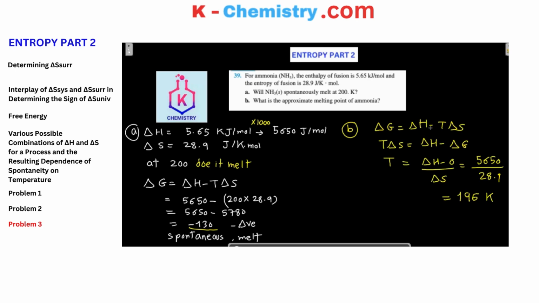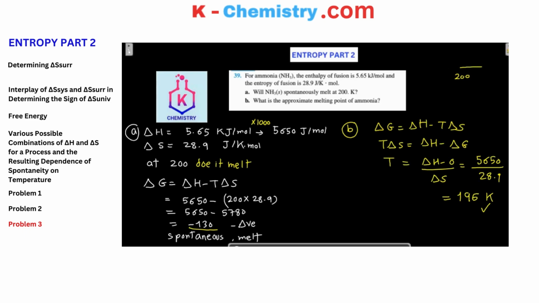So I'll find delta G equal to delta H minus T delta S, like the previous question, and find T as delta H minus 0, because delta G at the melting point is equal to 0, over delta S after changing into joules. Then I'll get the value equal to 196, which is correctly less than 200. So this means that at temperature 200, you are already melted, you have changed into liquid, and more than that is liquid. This is 200 degrees.